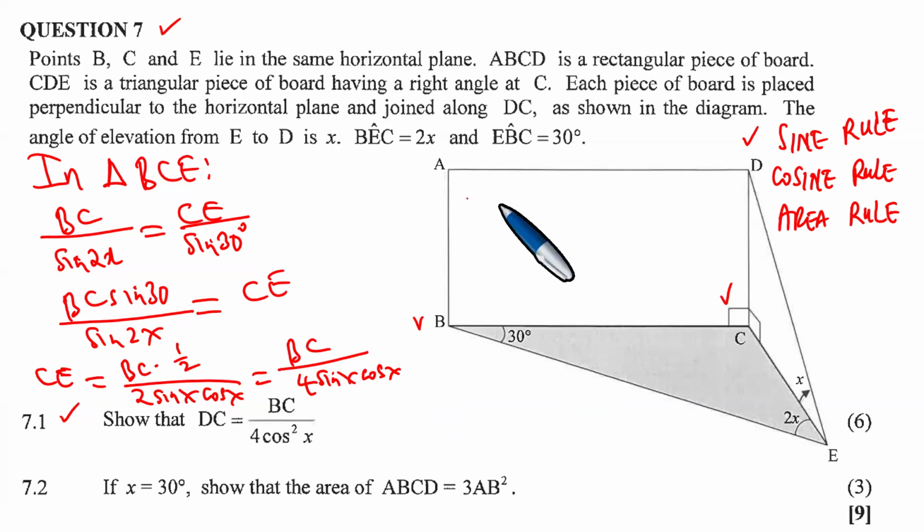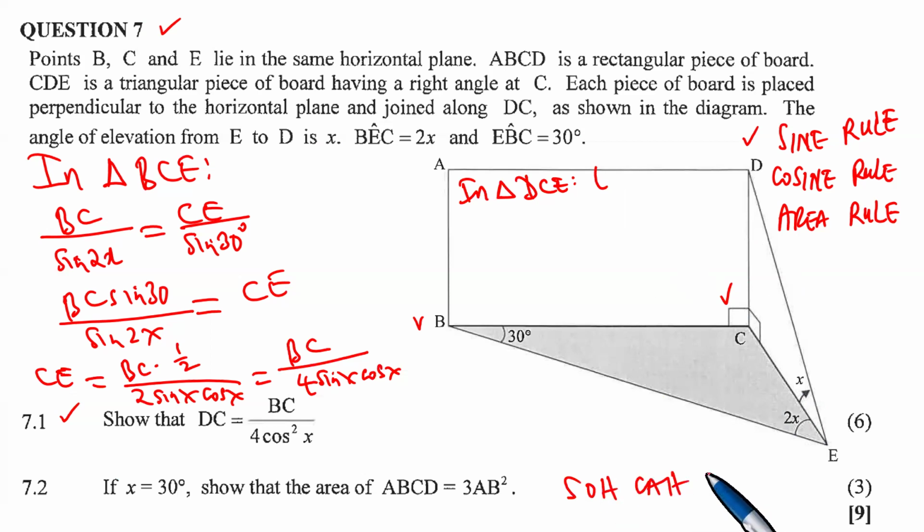So we want DC, so we can then say, Mr. Examiner, we're going to work in triangle DCE. Meaning in the triangle here, DCE, we want to find DC, but there's a CE, so it's to do with the opposite over adjacent, which means that you're going to deal with the tangents using SOHCAHTOA. Right, using SOHCAHTOA, then we get the following.